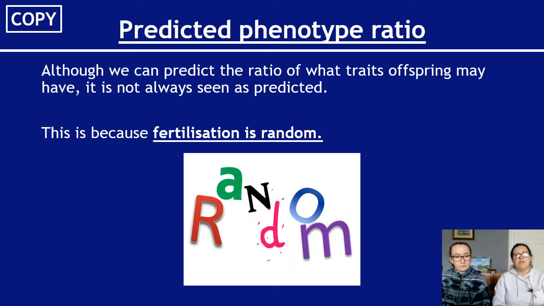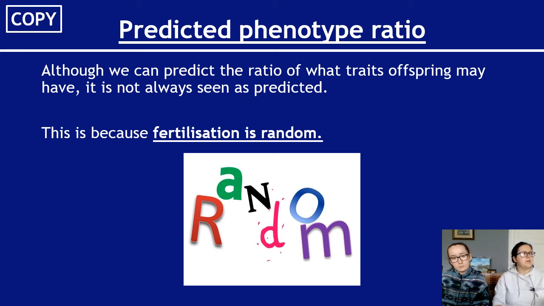Even though we can predict the ratio, so in the previous example a 50-50 chance of producing a ginger child, it might be that that couple produce 100% ginger children in real life. The reason for this is that every single time you produce a child, you roll the dice. Fertilization is essentially random. It's a random sperm meeting a random egg. All we can do is predict the chances of it happening. Technically, it is possible with a dice to roll 16 sixes in a row. It's unlikely, but it is possible.